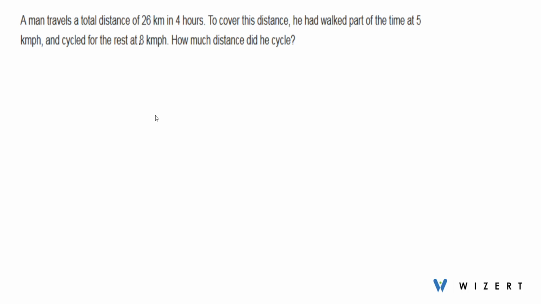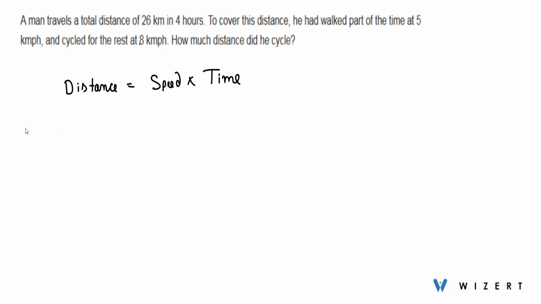So what we can do is, before solving this problem, we must know that distance is equals speed multiplied by time, right? Now total time taken in order to travel a distance of 26 km is 4 hours.